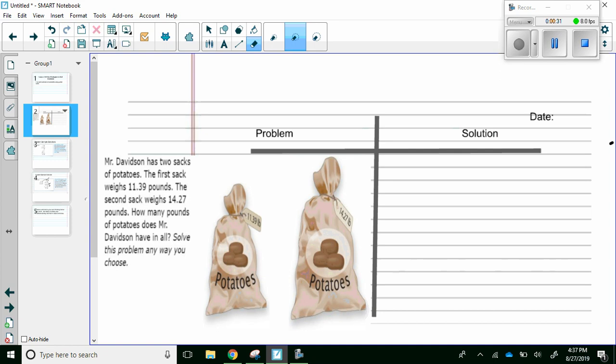Here's tonight's problem. Mr. Davidson has 2 sacks of potatoes. The first sack weighs 11.39 pounds. The second sack weighs 14.27 pounds. How many pounds of potatoes does Mr. Davidson have in all? Solve this problem any way you choose. Before you get to solving, I want us to go through CUBES first. Let's go ahead and circle the numbers.